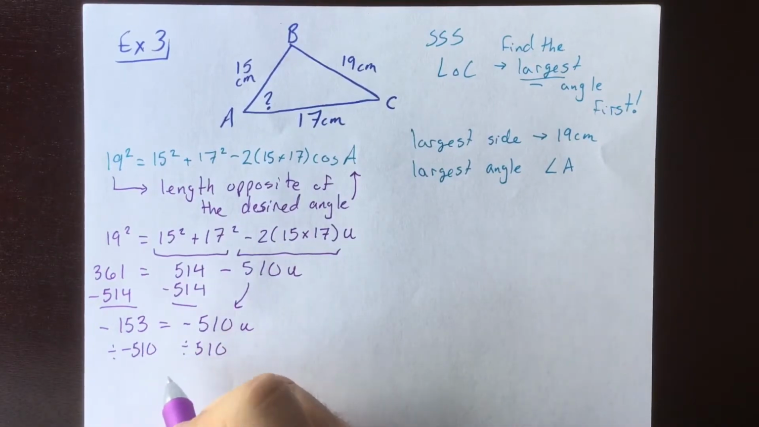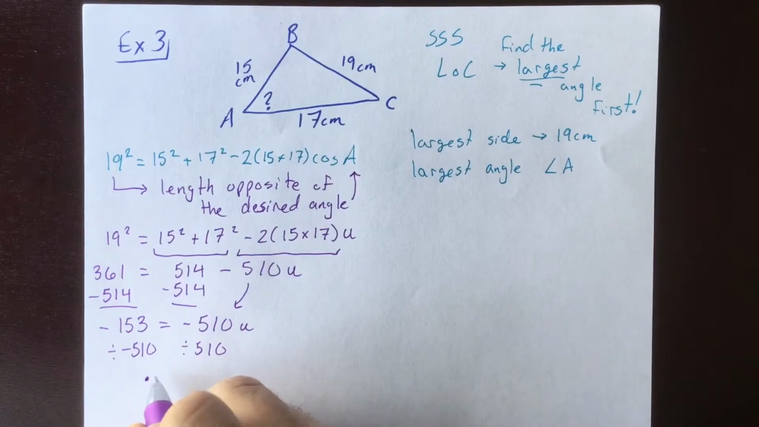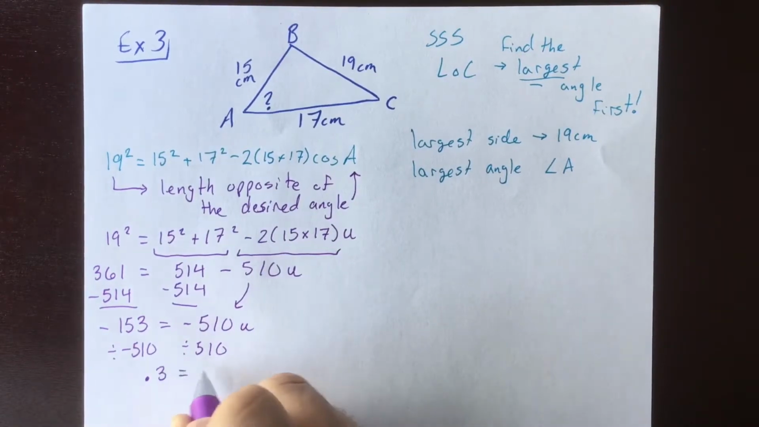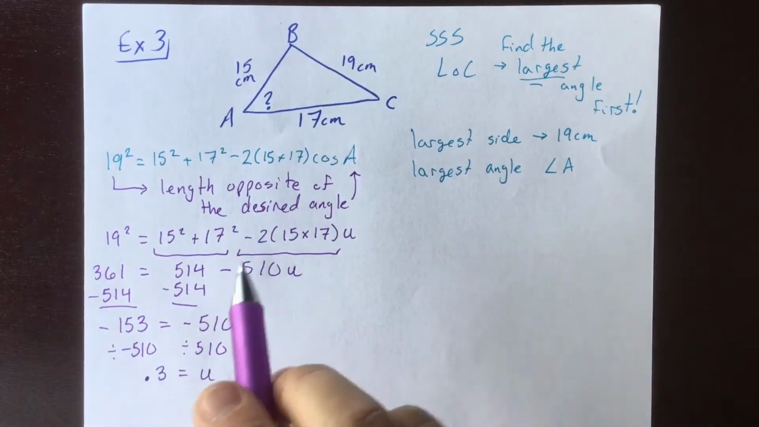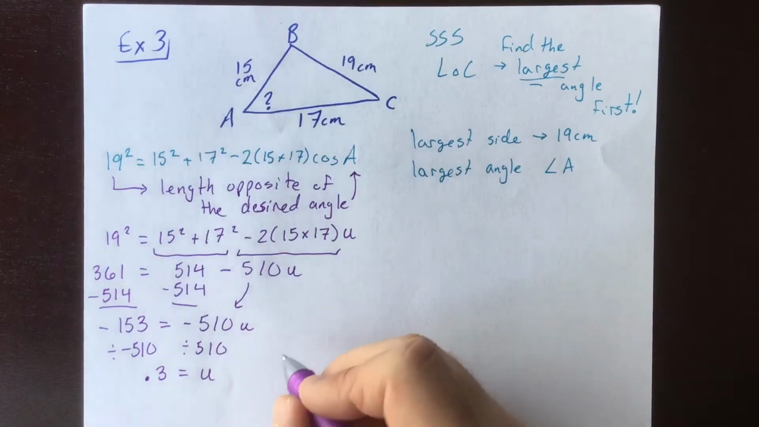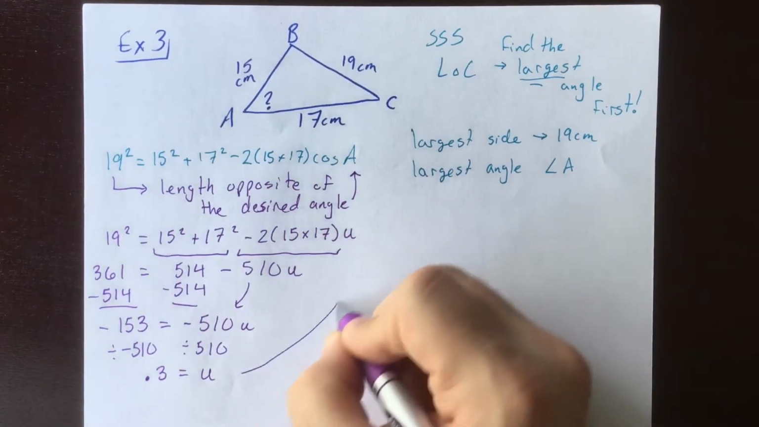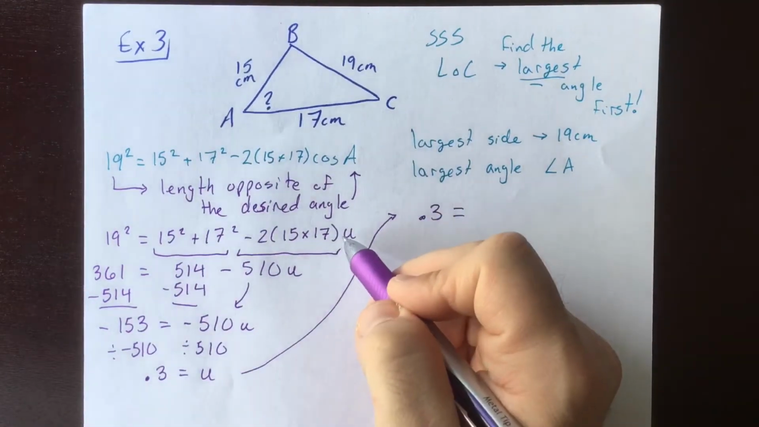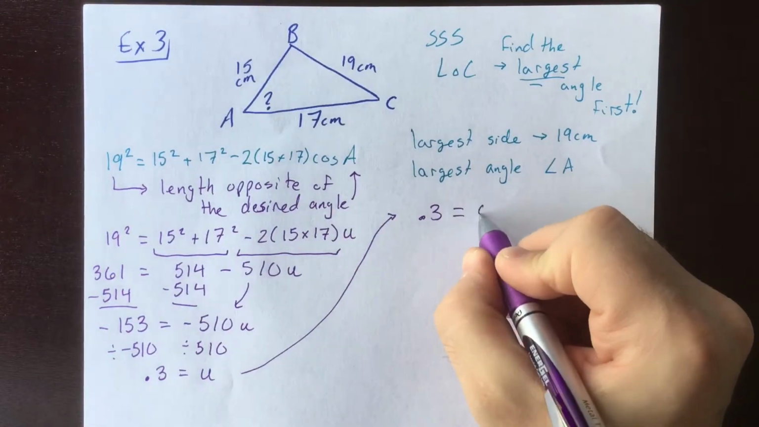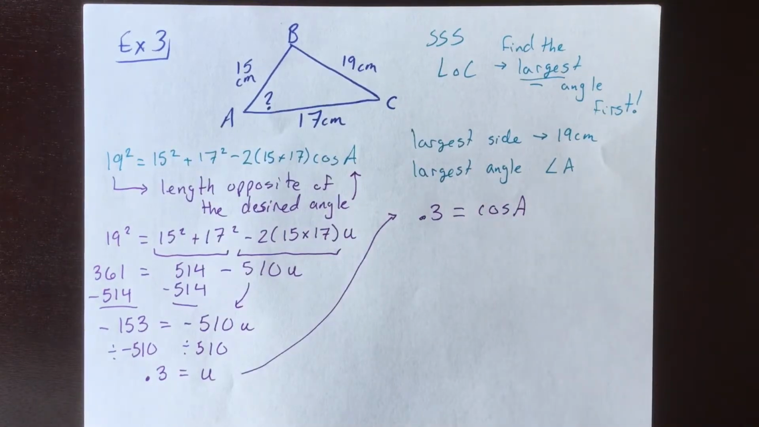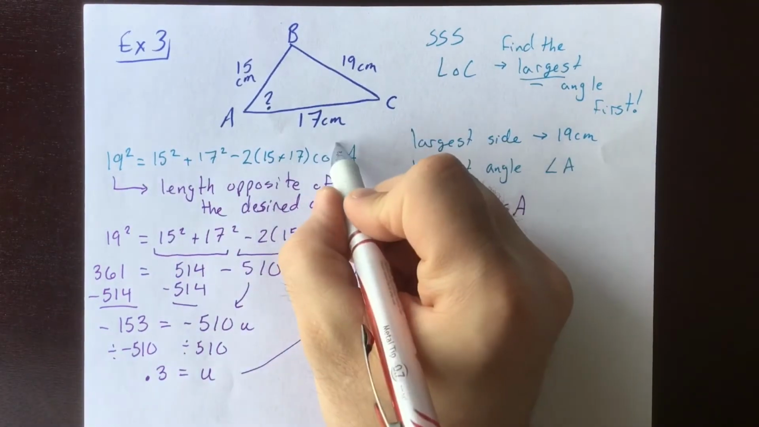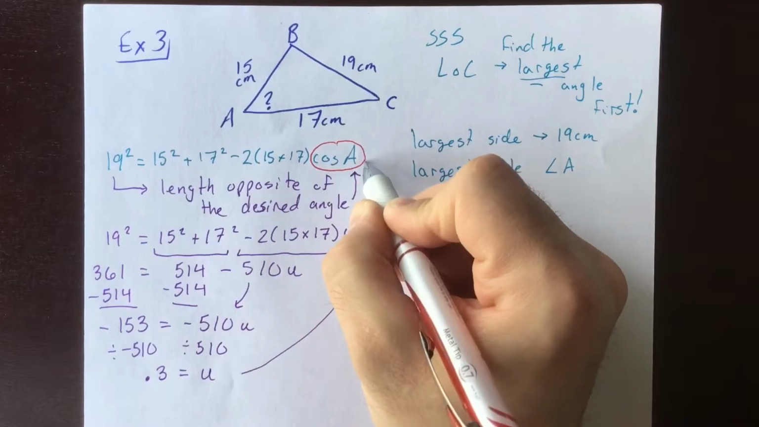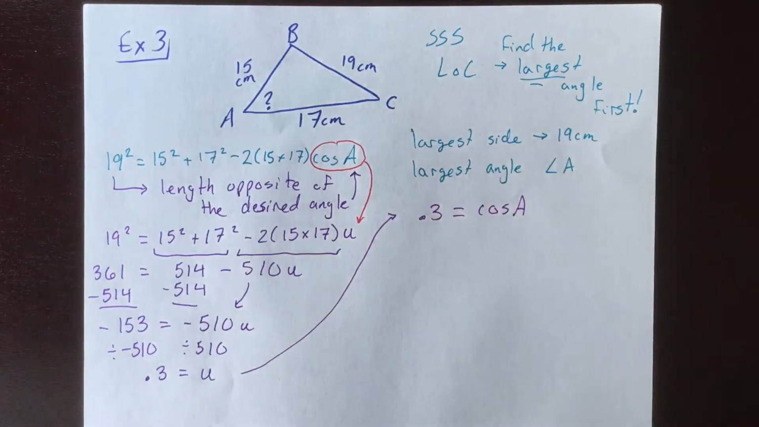So when we divide by negative 510, we get exactly, oddly enough, 0.3. That's equal to U. We finally have U alone. So now I'm going to come back up here and say 0.3 equals not U, but I'm going to write it as cosine of A again. So let me just mark this.